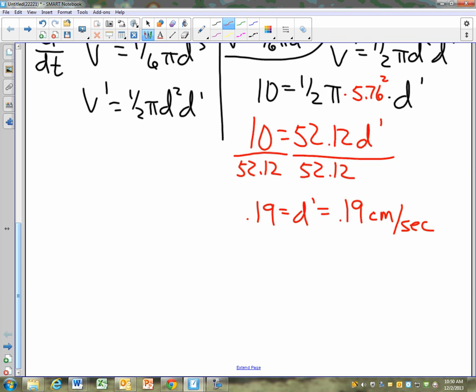We'll pick up with that later. What did I do with the 1/2 pi? I took 1/2 times pi times 5.76 squared, and I got 52.12. So it all comes out to 52.12.